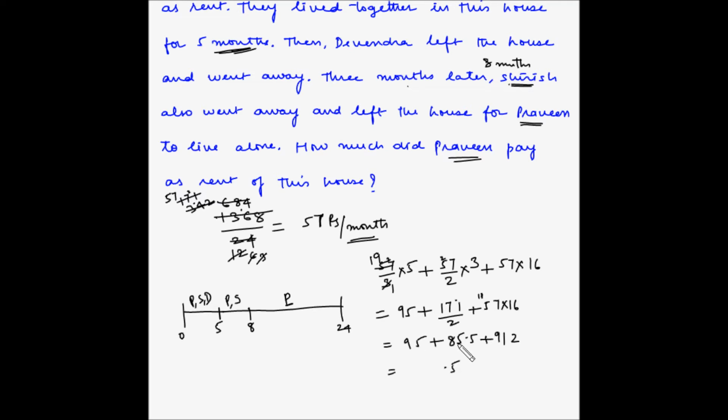Now we'll add the unit places, so 5 plus 5 is 10, plus 2 is 12, 1 carry over, 1 plus 1 is 2, plus 8 is 10, plus 9 is 19, 1 carry over, 9 plus 1 is 10. So in total, Praveen will pay a rent of rupees 1092 and 50 paise for a period of 2 years.